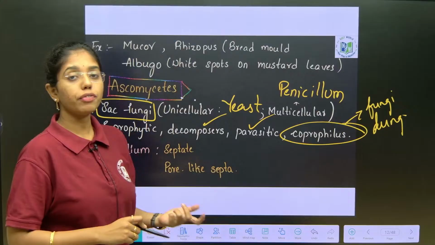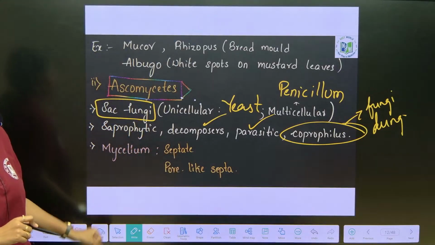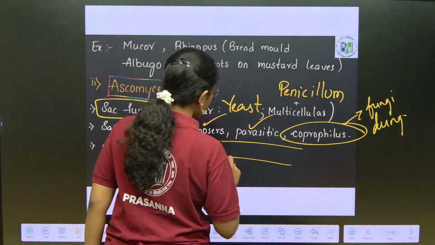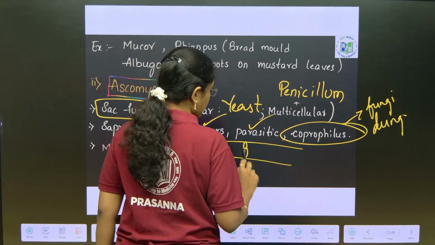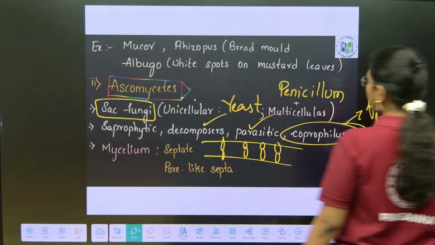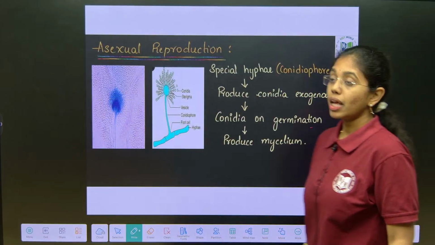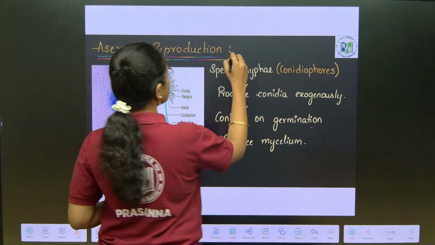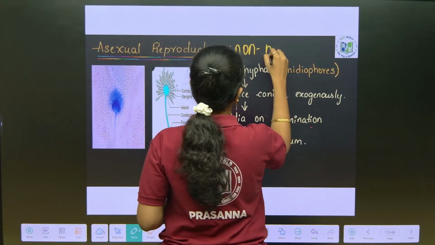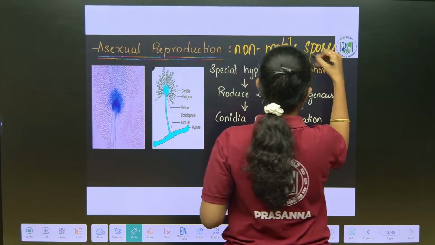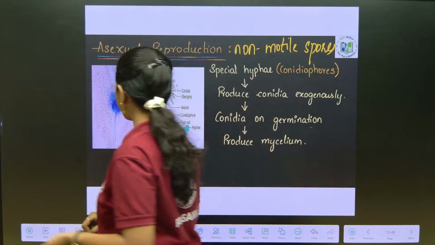And mycelium, if you take, we have septate mycelium in Ascomycetes, and what type of septa are there? Pore-like septa are present. Septate mycelium with pore-like septa. And next, if you see asexual reproduction, asexual reproduction in Ascomycetes is by non-motile spores.